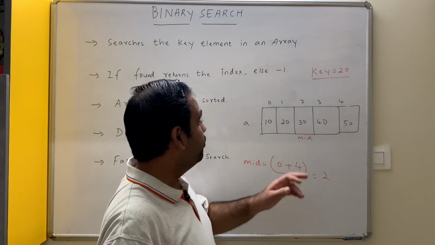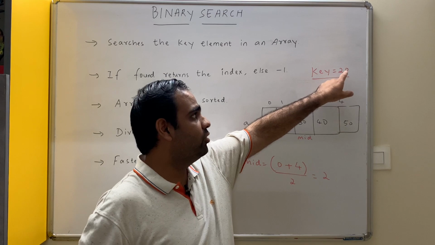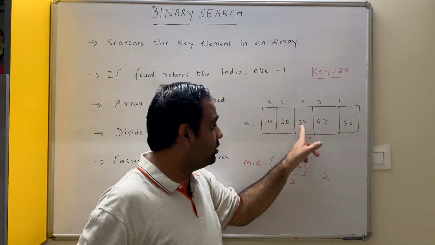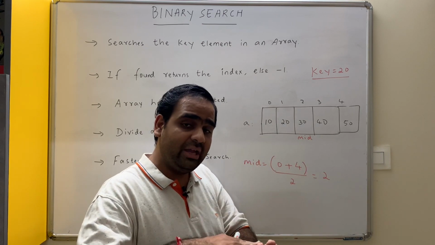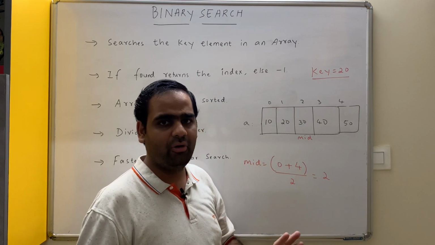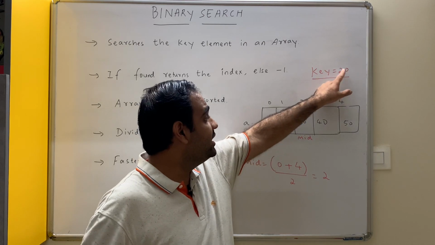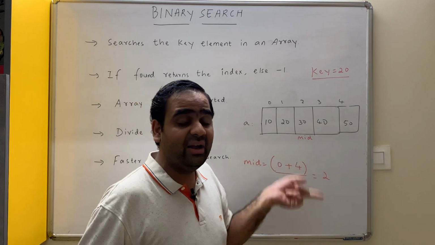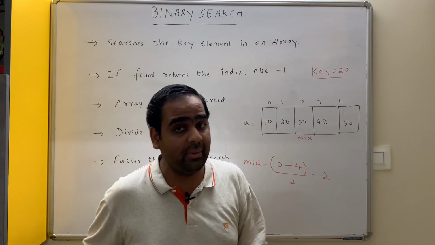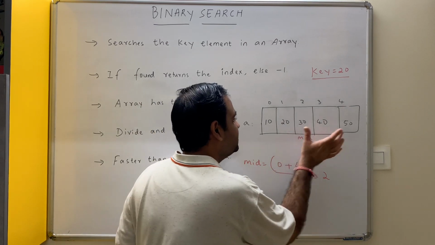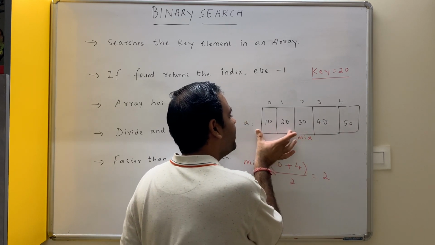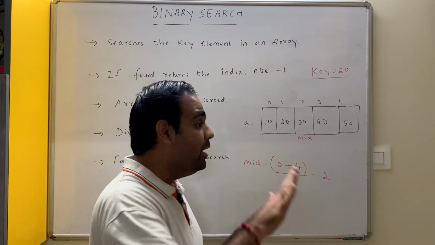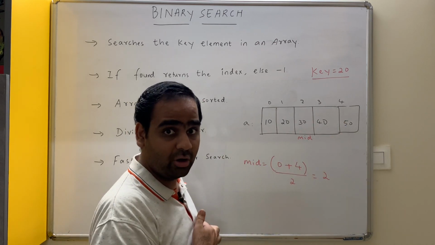Now what we do, we compare the key with the mid value. Is 20 equal to 30? No sir. If 20 was equal to 30, the element was found. The next comparison: is 20 greater than 30? No, 20 is not greater than 30. 20 is less than 30. Now say me, if 20 is less than 30, shall I search on the RHS subarray or LHS subarray? You will search only on the LHS subarray. Why? Because the array is sorted.